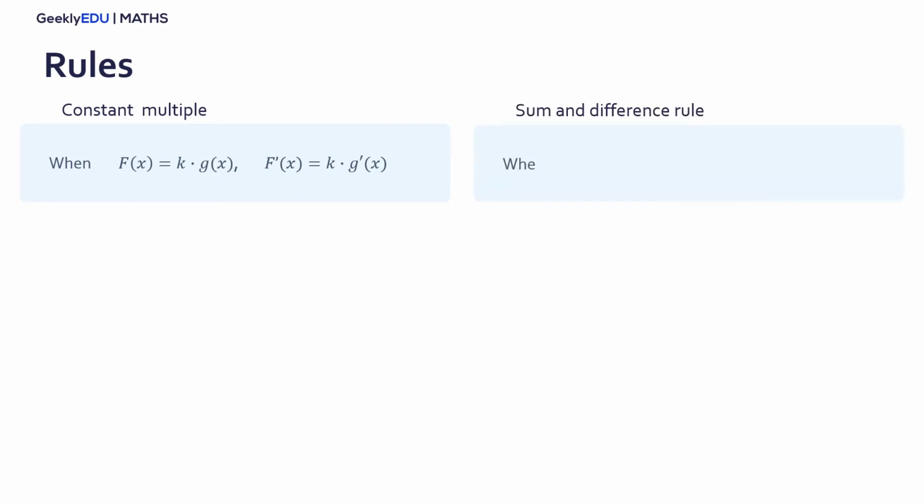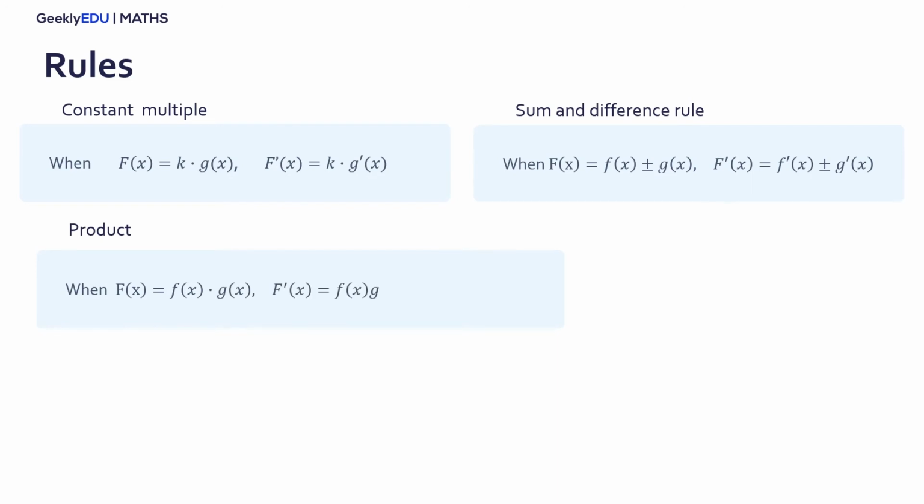The second is a rule for the sum and difference of two functions f and g. In this case, the derivative of the sum or difference is the sum or difference of the derivatives. If we multiply two functions, the derivative of this product will be the first function multiplied by the derivative of the second plus the derivative of the first function multiplied by the second function.